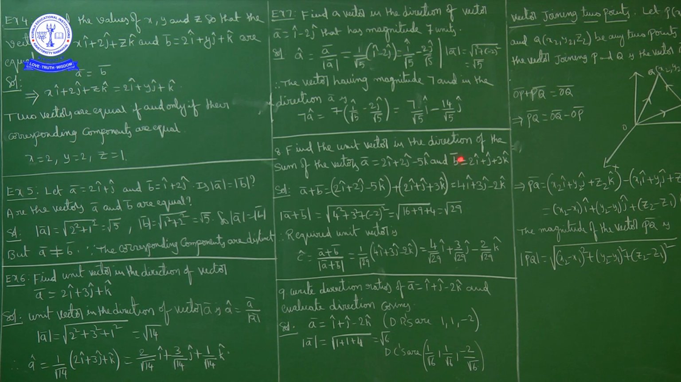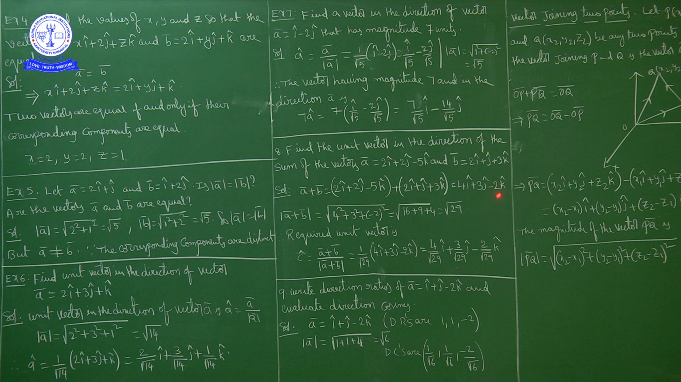Now the sum of the vectors a bar and b bar: a bar plus b bar is 2i cap plus 2j cap minus 5k cap plus 2i cap plus j cap plus 3k cap. To add two vectors, add corresponding components: 2i cap plus 2i cap is 4i cap, 2j cap plus j cap is 3j cap, minus 5k cap plus 3k cap is minus 2k cap. This is the sum of the two vectors a bar and b bar. Next, the magnitude of a bar plus b bar.